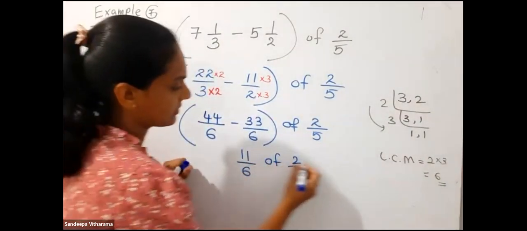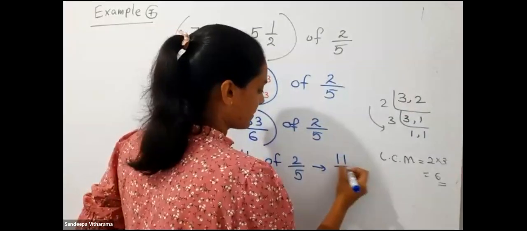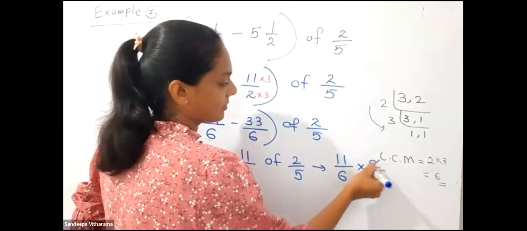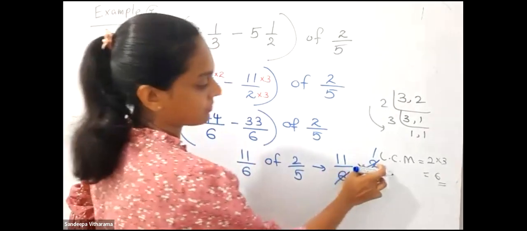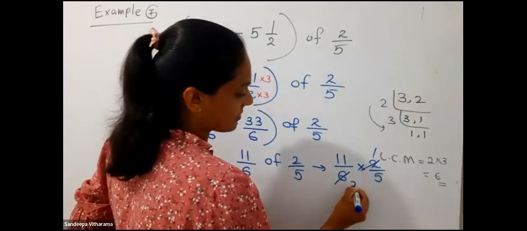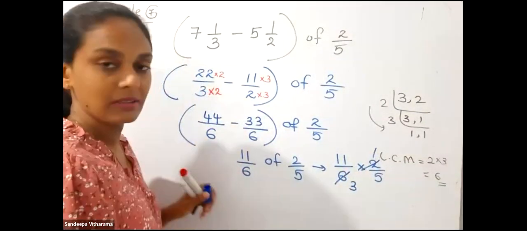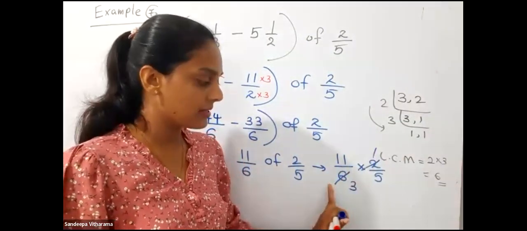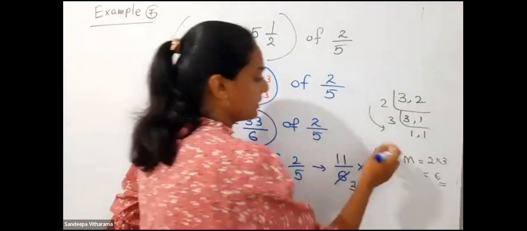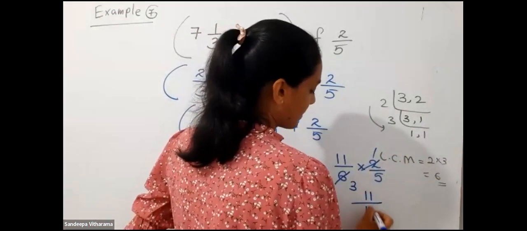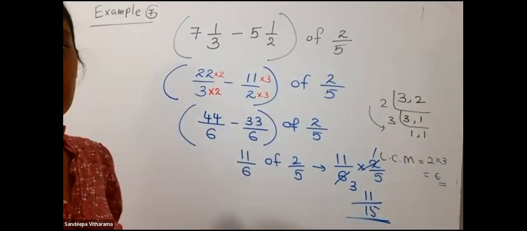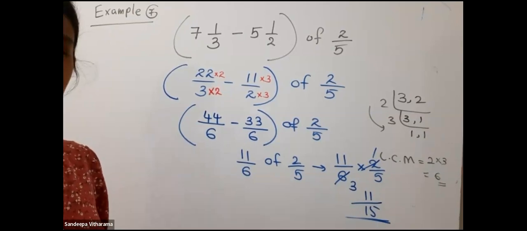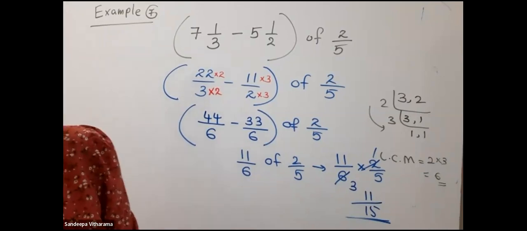Okay. Then of is replaced by multiplication. 2 upon 5. Now 2 is cancelled, for 2 it is 1. 6 cancelled for 2 it is 3. That means the common factor of 2 and 6 is 2. So 2 divided by 2 is 1, 6 divided by 2 is 3. So 11 into 1 is 11, 3 into 5 is 15. So the answer is 11 upon 15. Okay. Resandi has got the answer. Resandi, do you have any answers?